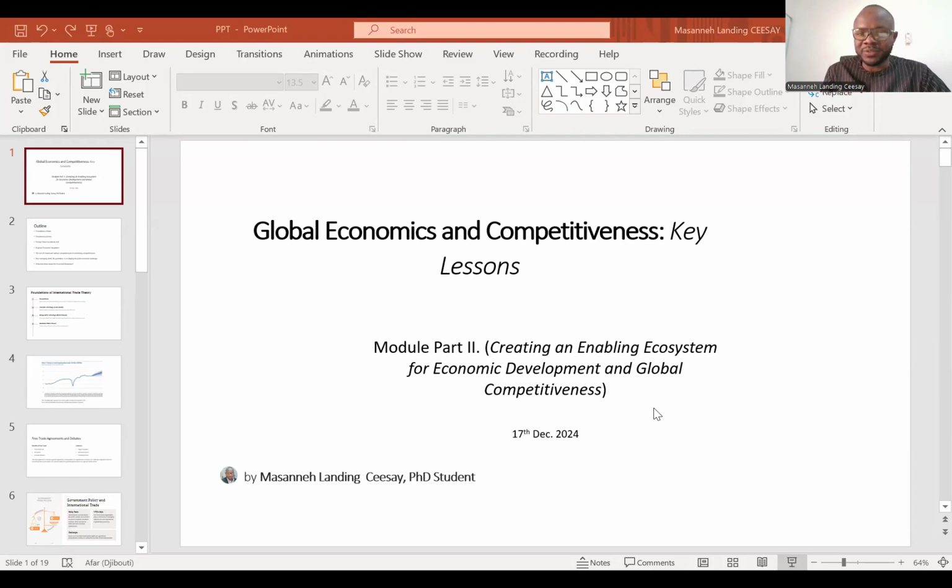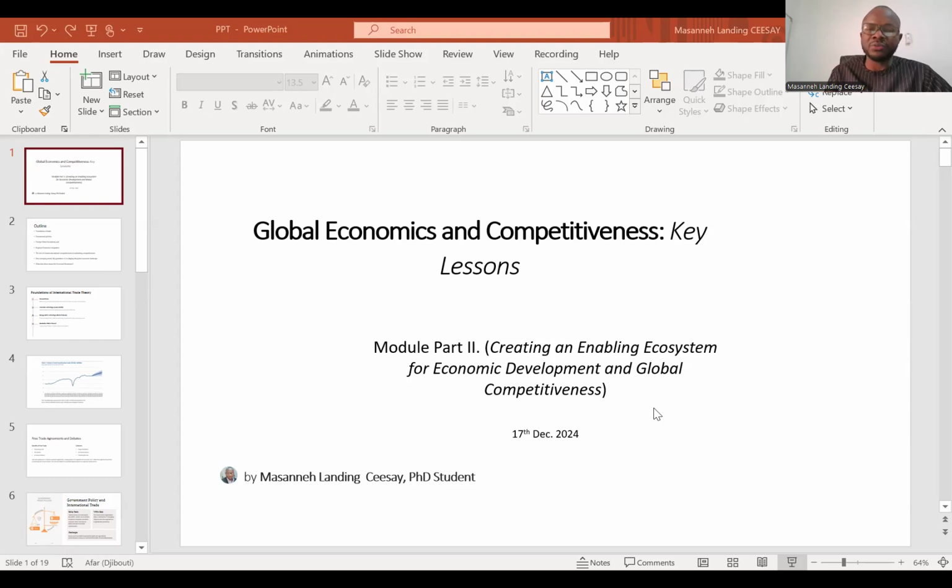Today I'll be presenting on the model Global Economics and Competitiveness, part two of the model. The presentation will focus on creating lessons learned from the model, the part two of the model, which deals with how nations can improve their global competitiveness, thereby registering economic development.